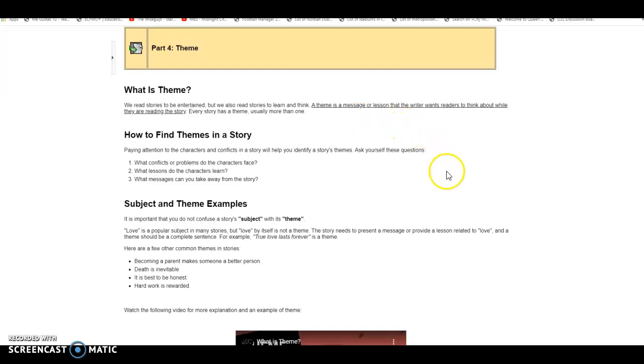And so how do you find that out? Well, there's a couple questions you can ask yourself to try to determine the theme. Number one, what conflicts or problems do the characters face? What lessons do the characters learn from those conflicts or problems? And then, therefore, what messages can we take away from the story? So what we're trying to determine is what are the characters going through in the story, and what can we learn from that? What messages or lessons can we, the reader, learn from?